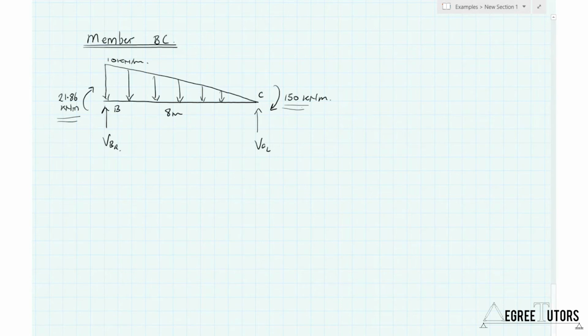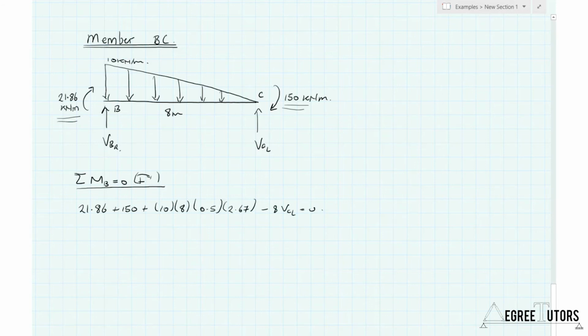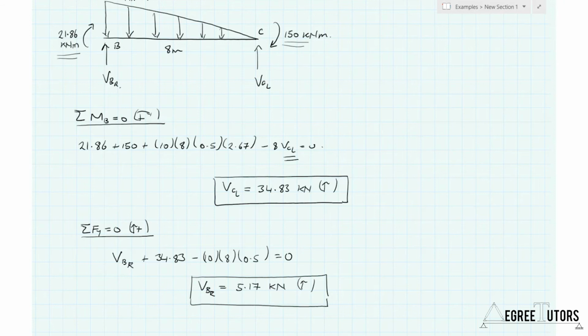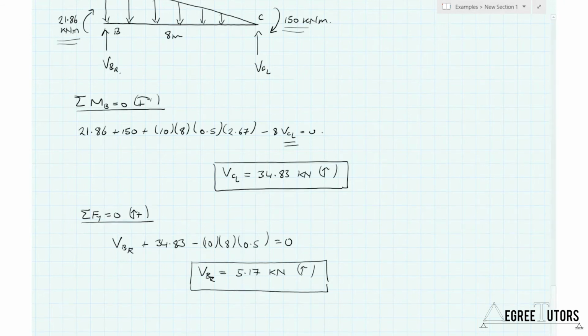So taking the sum of the moments about point B, and solving for our only unknown, VCL, the shear force to the left of joint C, is equal to 34.83 kilonewtons, pointing upwards. Now taking the sum of the forces in the vertical direction, and so VBR is equal to 5.17 kilonewtons, again pointing upwards. So the last member to consider is member CD, and that's quite a straightforward one.